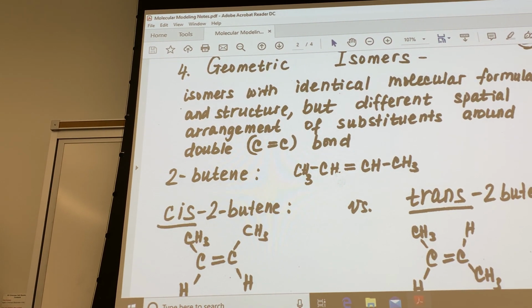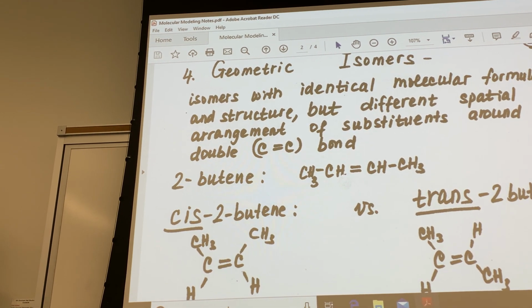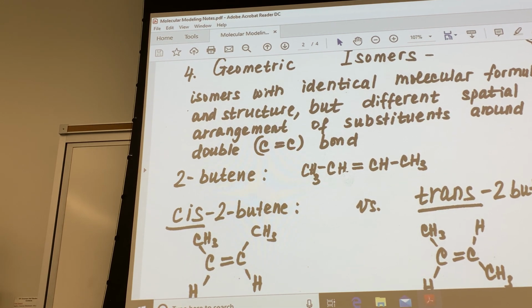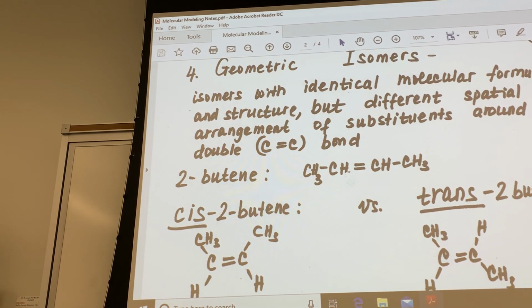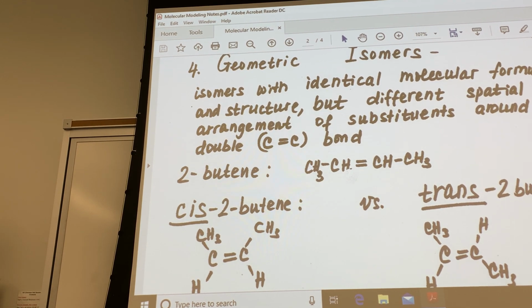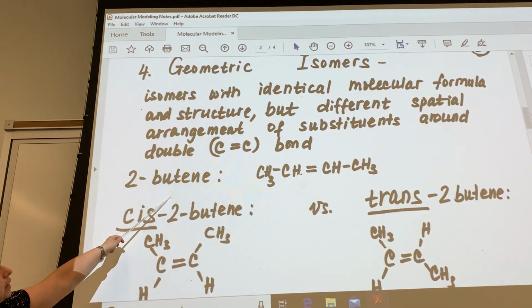So here you not only have the same exact molecular formula, you also have the same structure. However, you have a different spatial arrangement of certain portions of the molecules which make them different. So the compound we're considering here is called 2-butene.